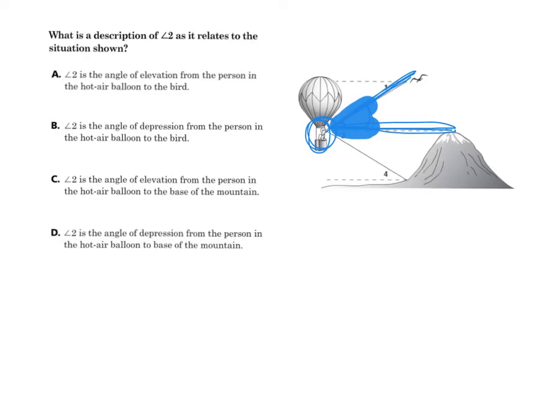So if we look at our answer choices, A says, angle 2 is the angle of elevation from the person in the hot air balloon to the bird. That sounds like pretty much what I just said. B, angle 2 is the angle of depression from the person in the hot air balloon to the bird. No, because where he's looking, his line of sight going up to the bird would be the elevation. C, angle 2 is angle of elevation from the person in the hot air balloon to the base of the mountain. Well, that doesn't even make sense. And then D, the angle of depression from the person in the hot air balloon to the base of the mountain. No, it's not an angle of depression. So this is our answer.